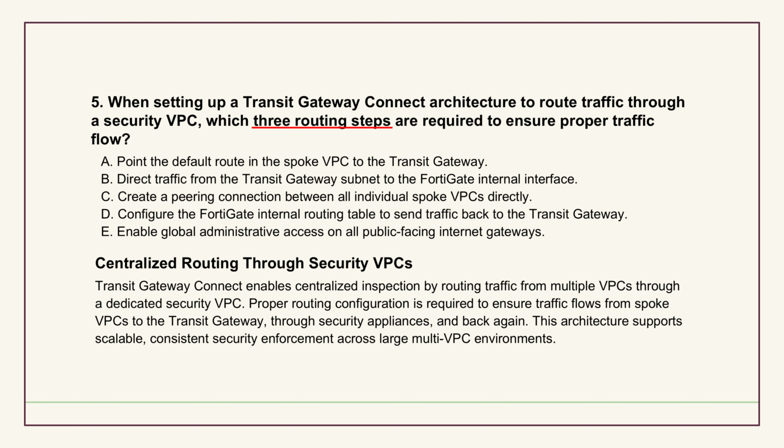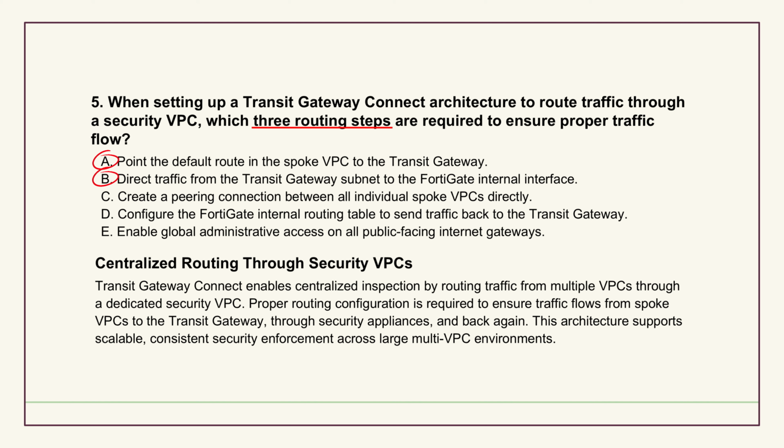Exactly. So the first step is about getting the traffic to the hub. You have to point the default route in the spoke VPC to the transit gateway. That tells the satellite networks where to send their unknown traffic. Okay, so the spoke VPC knows to go to the TGW. What's step 2? The handoff to the security appliance itself. The second step is inside the transit gateway's own routing table. You have to direct traffic from the transit gateway subnet to the FortiGate internal interface. This makes sure the traffic actually hits the firewall for inspection, instead of just going straight to its destination.